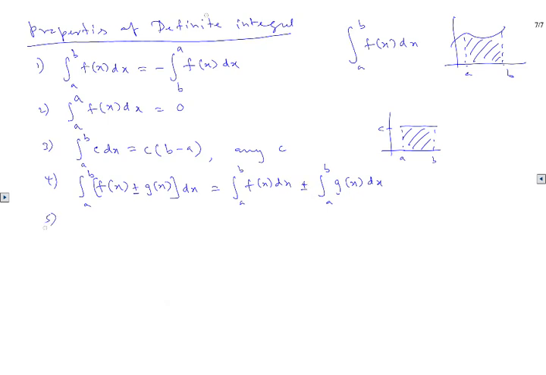Number 5. If you have a constant multiplying the function, you can simply pull out the constant. So it is c times the integral from a to b of f(x) dx. Again, c is any constant. Yeah, so this works for plus or minus. It doesn't matter, whatever the sign, just write the sign.